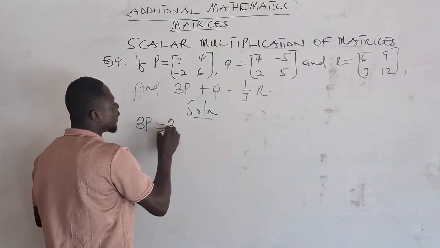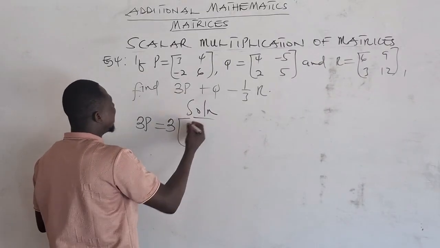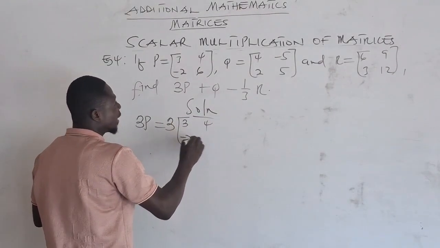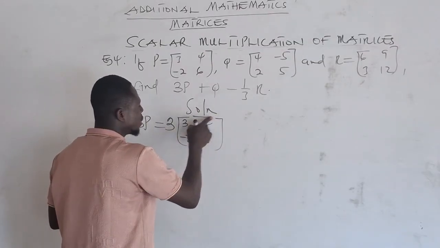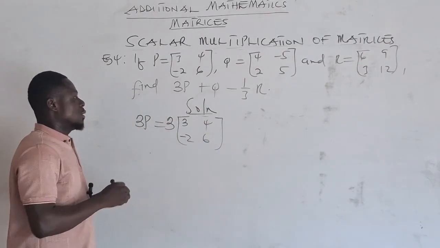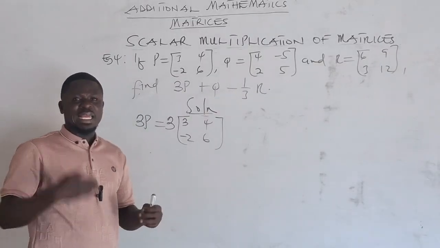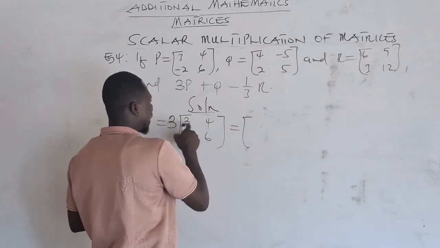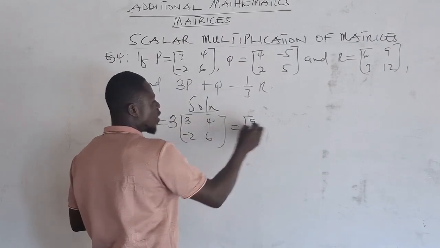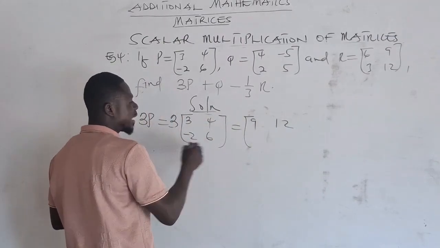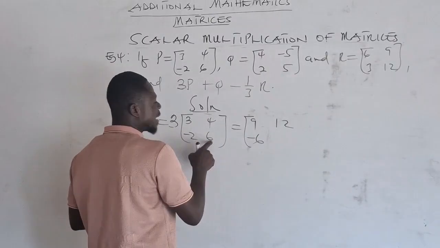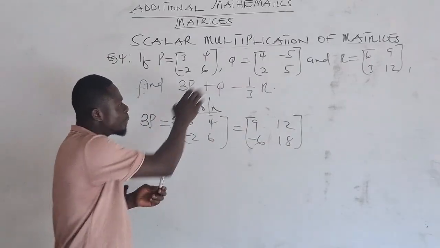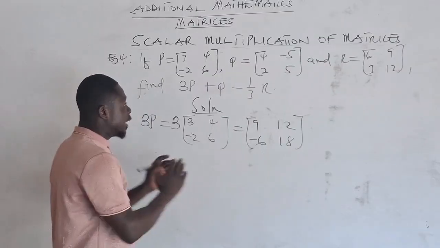3p means the scalar 3 should be multiplied by the matrix p. So 3, 4, negative 2, 6. In this, the 3 will be multiplied by each of the elements. So we have 3 by 3 will be 9, 3 by 4 will be 12, 3 by negative 2 will be negative 6, 3 by 6 will be 18. So this is the result. The second part does not have any scalar, so it will be maintained.